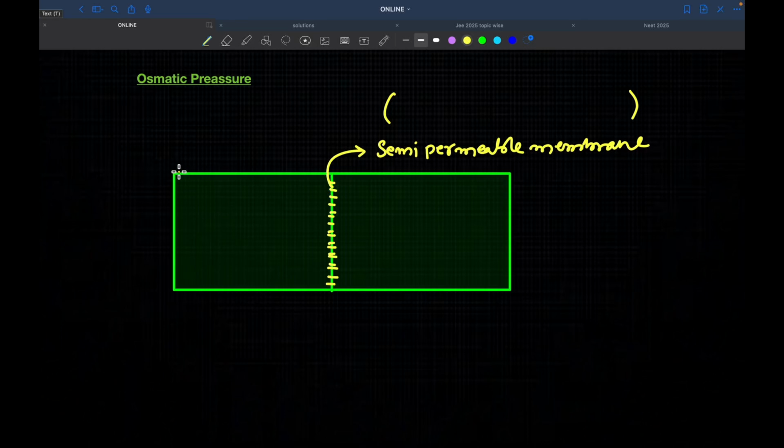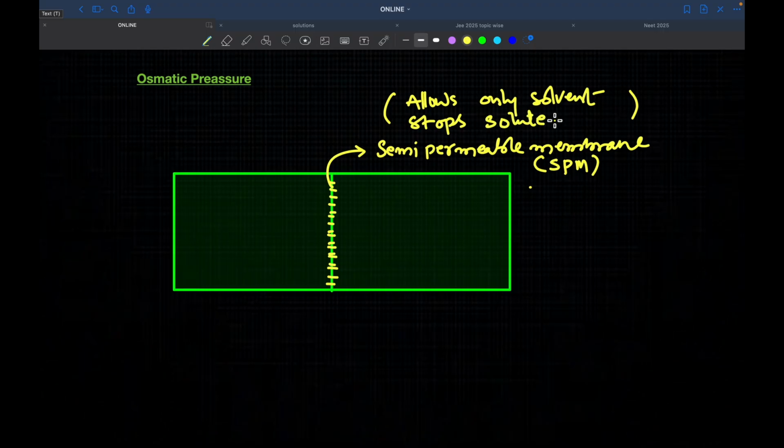About osmotic pressure, we have a rectangular chamber which is separated by a partition made of a semi-permeable membrane, generally called SPM. The job of the semi-permeable membrane is that it allows only solvent particles, and it acts like a check post, stopping solute particles. So that is the use of the semi-permeable membrane.